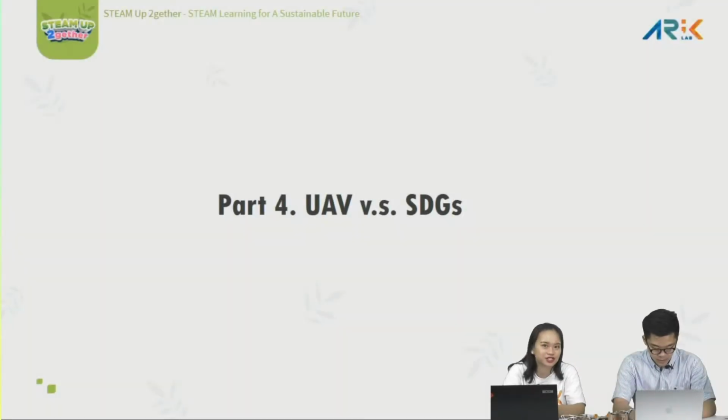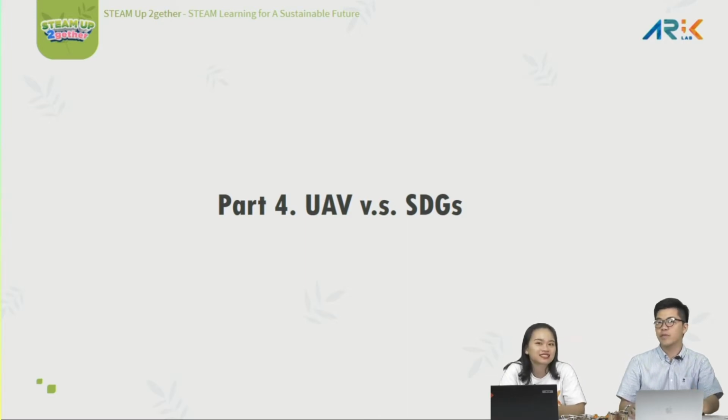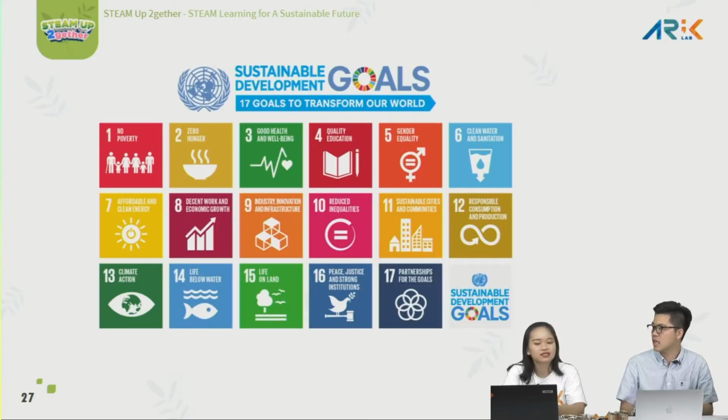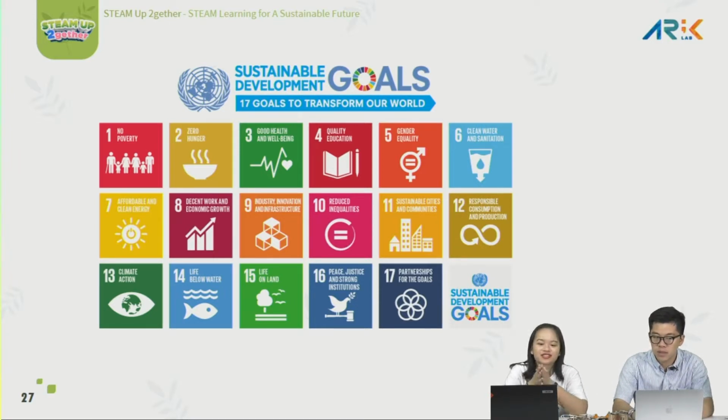So after introducing the UAV application, we can talk about the UAV and how UAV can help SDGs. So before this, Ruby, can you explain this to us about the SDGs? What's SDGs? The SDGs are the 17 goals for sustainable development, which come from our world. And actually, we use UAV to complete this kind of mission.